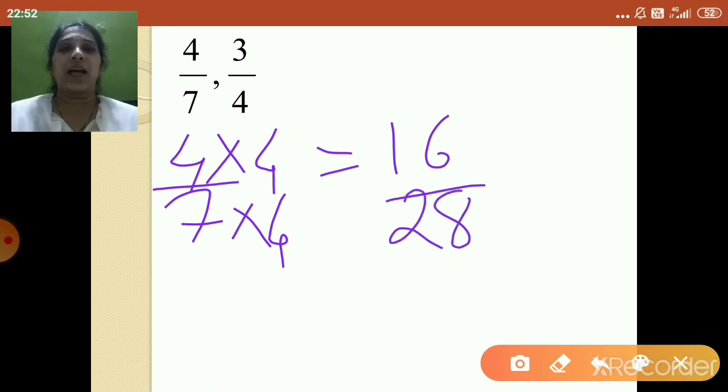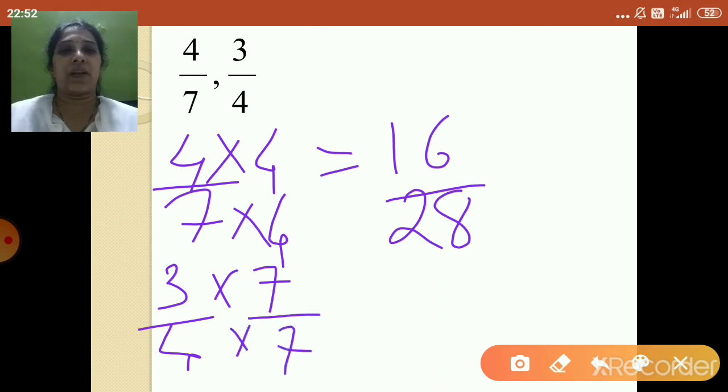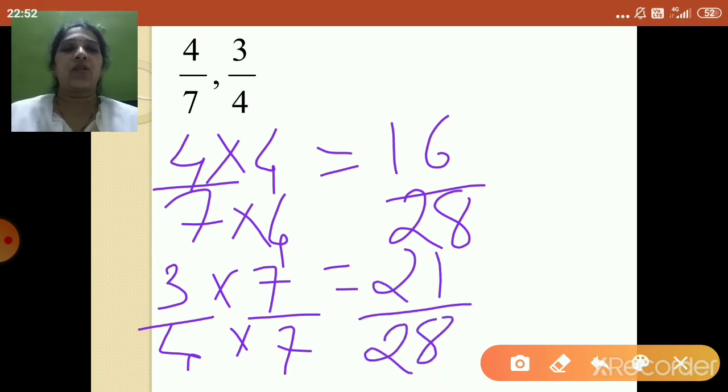So let's take the other fraction, 3 upon 4. Now for 3 upon 4, we are going to multiply it by the other denominator, that is 7. So 3 into 7 upon 4 into 7. So 3 sevens are 21 and 4 sevens are 28. So now you can see both the denominators are the same, 28 and 28. So 16 upon 28 and 21 upon 28, these are the like fractions.